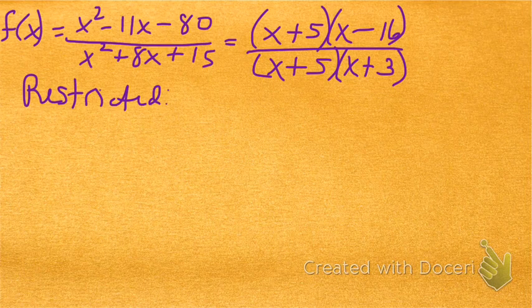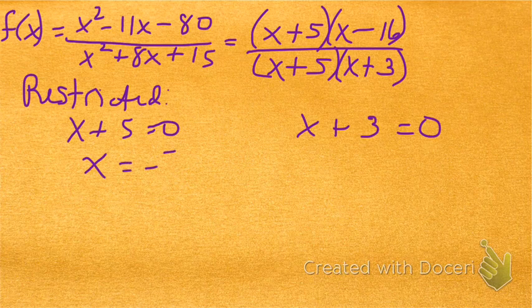So now what is not allowed? We can't have 0 in the bottom. Set the bottom equal to 0 and solve for what's not allowed. Well, negative 5 is restricted from the domain. X can't be that. Negative 3 is also restricted from the domain.